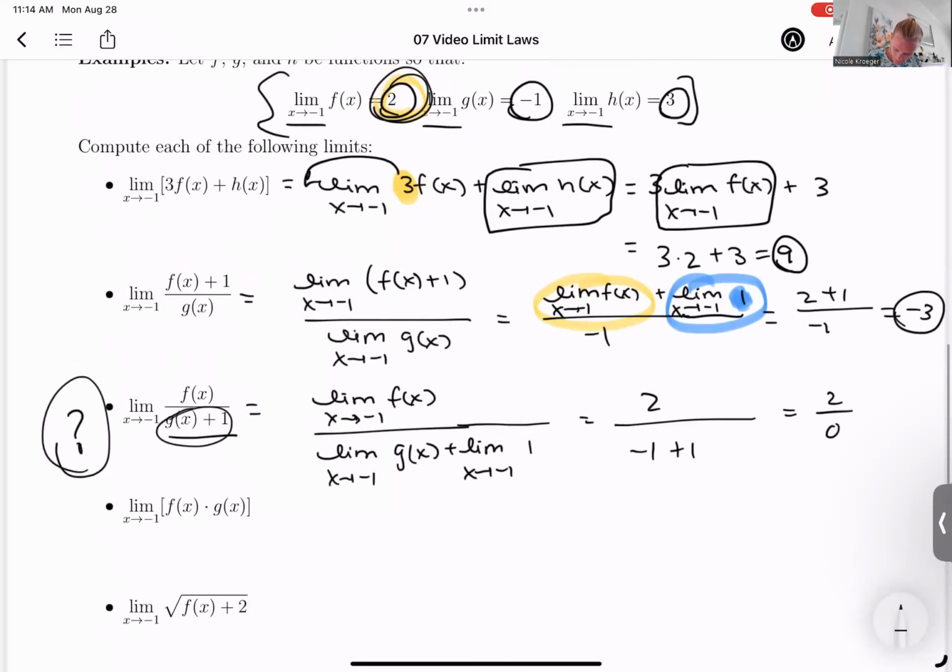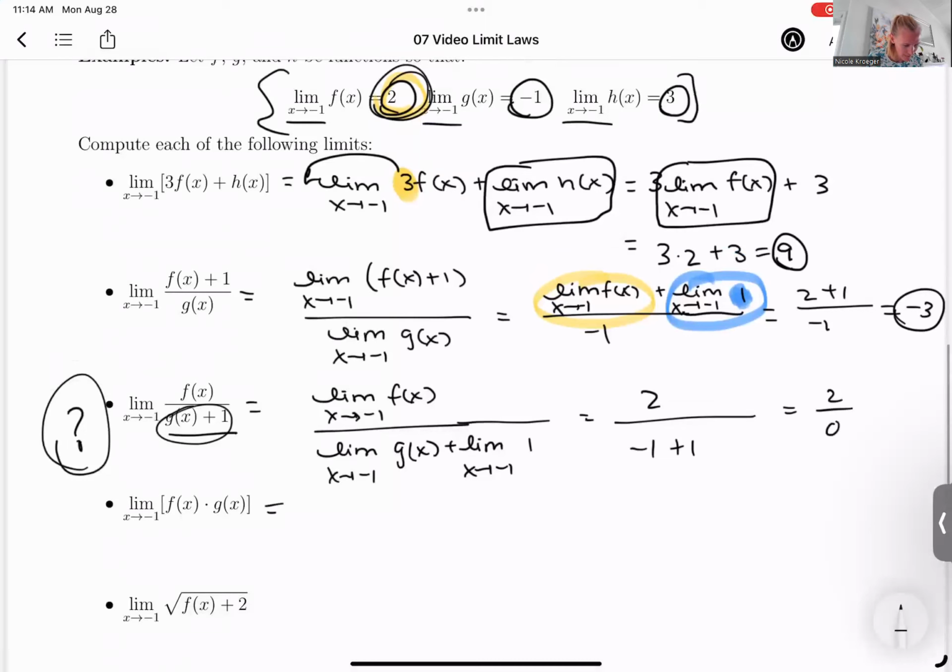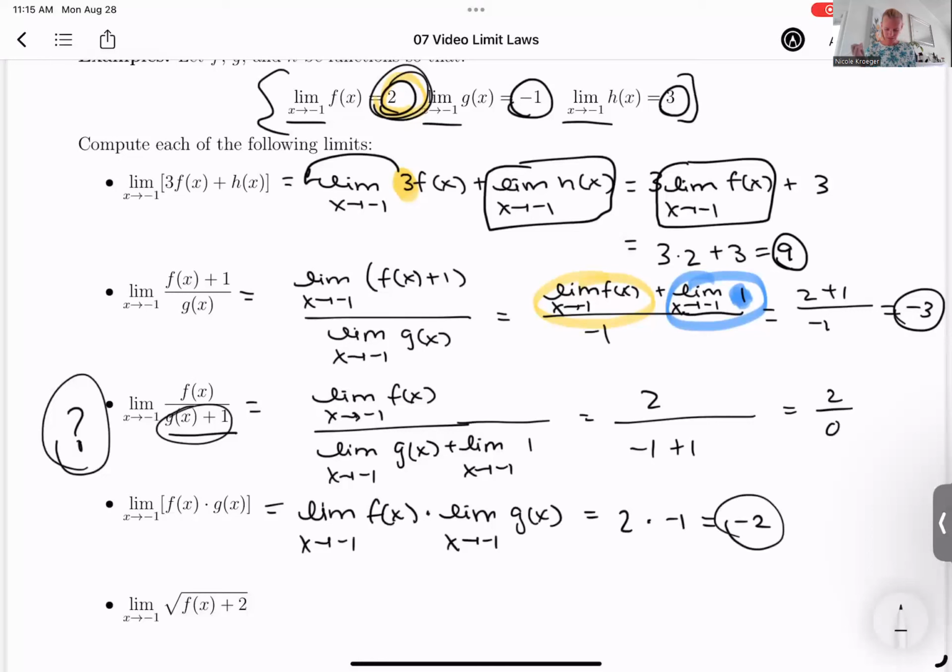So this next one here, we have multiplication. Limit law number 3 tells me I can break this apart into the limit of f of x and the limit of g of x, and just multiply those together. F of x gave me 2, g of x gave me -1, so I get -2 out. Okay, one last one for this one. I have a square root. Limit law number 9 tells me I can move that limit inside of the square root.